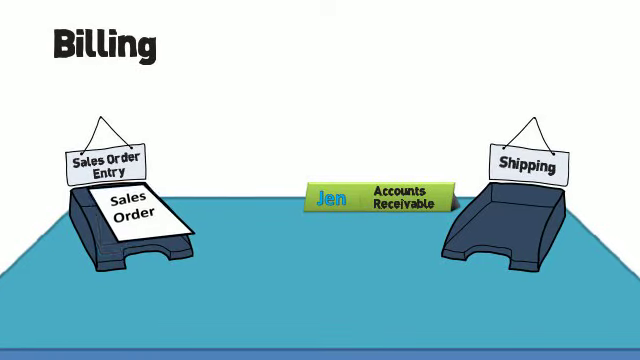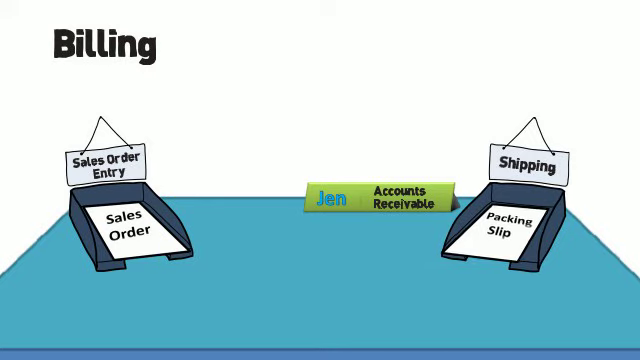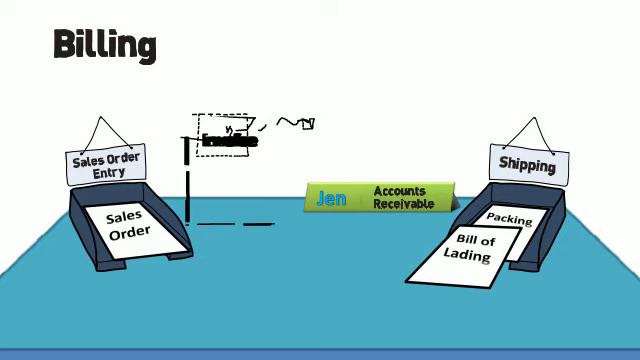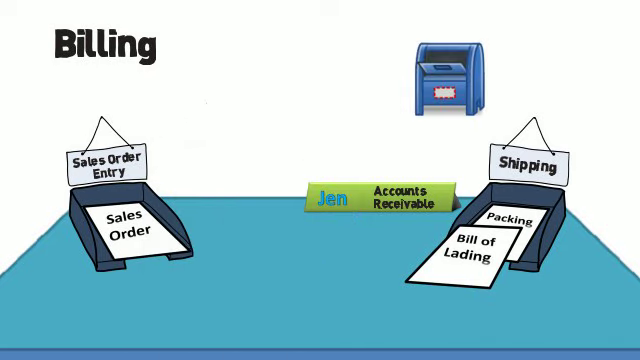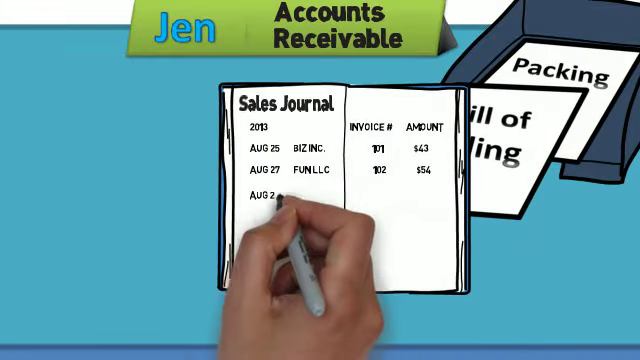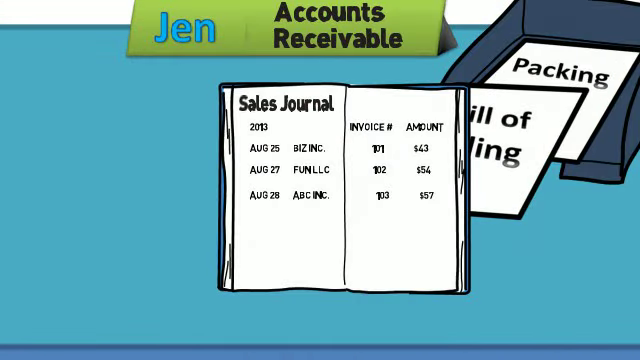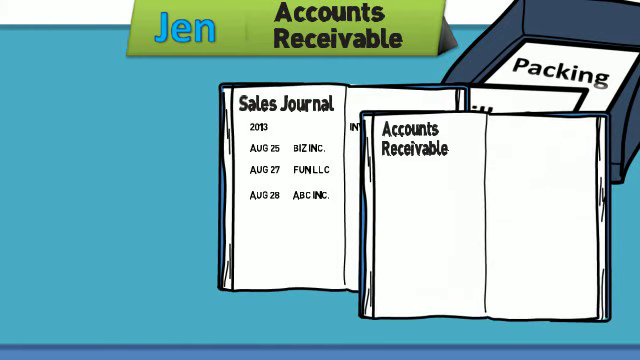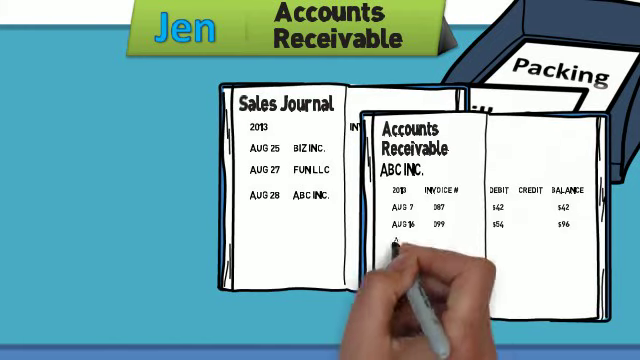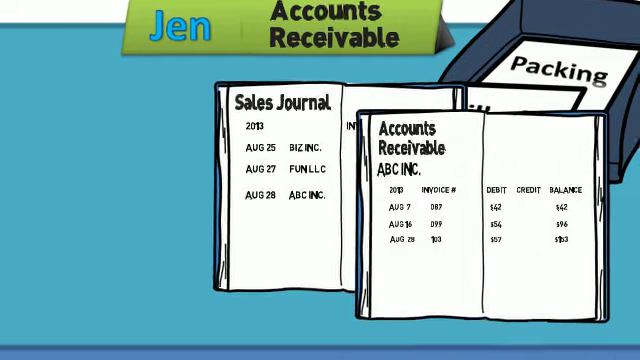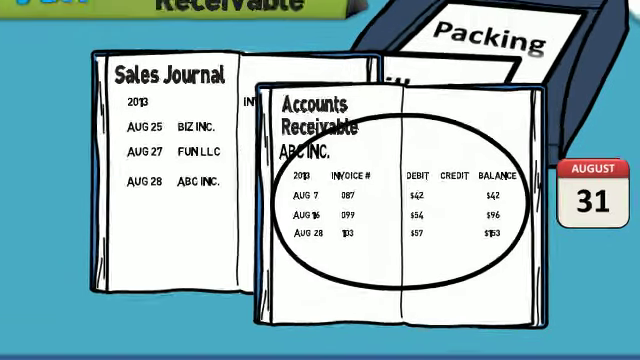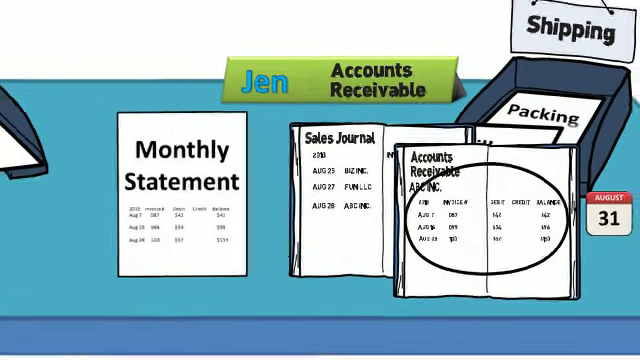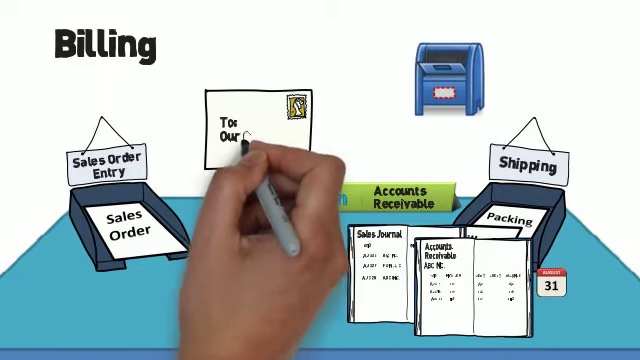Let's say that Jen receives a sales order from the sales order entry process along with a packing slip and bill of lading from shipping. Jen uses these to create an invoice, which is then sent to the customer. She will then record the sale in the sales journal and update the accounts receivable for this customer. At the end of the month, Jen takes this information and drafts up a monthly statement that is also sent to the customer.